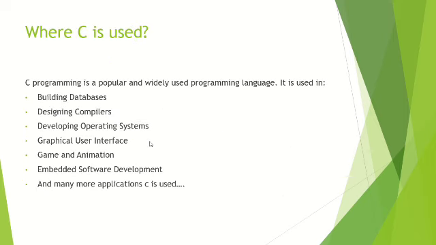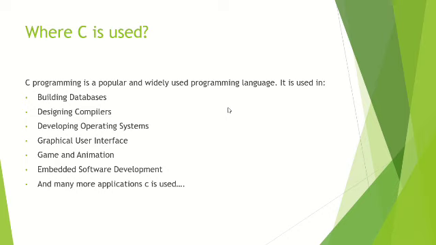Then let's go to where C is used. C is a popular and widely used programming language. It is used in building databases, designing compilers, developing operating systems, graphical user interfaces, games and animation, embedded software development, and many more applications.